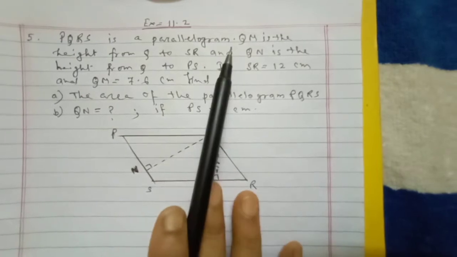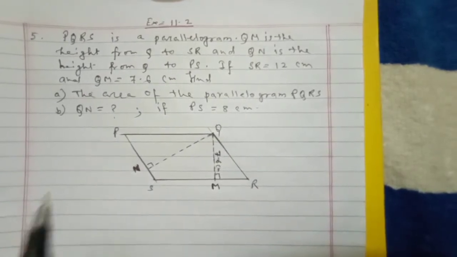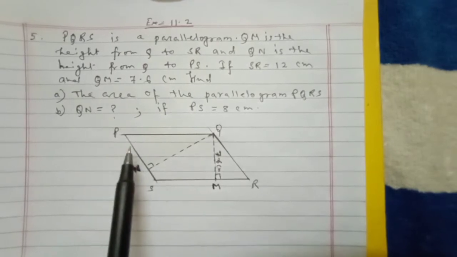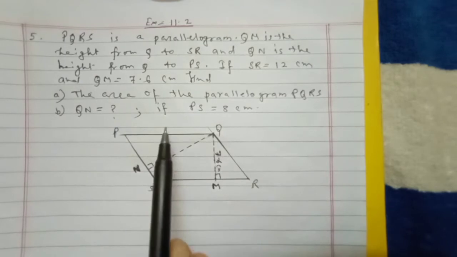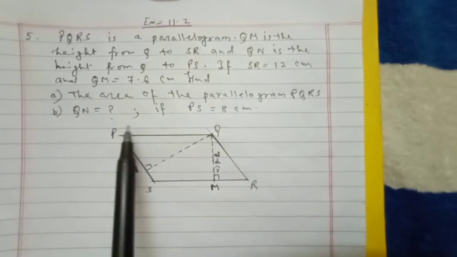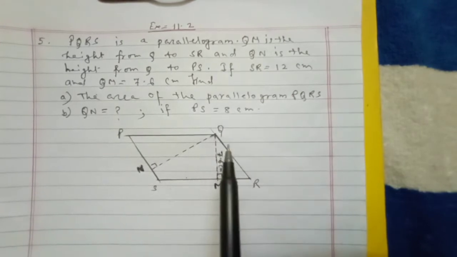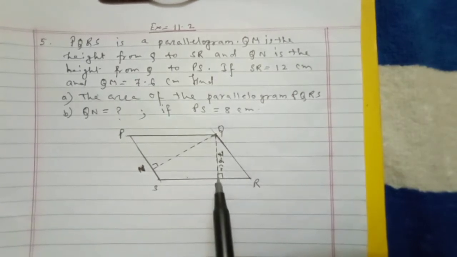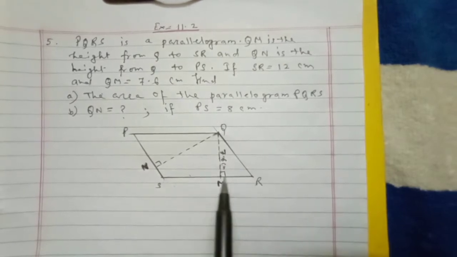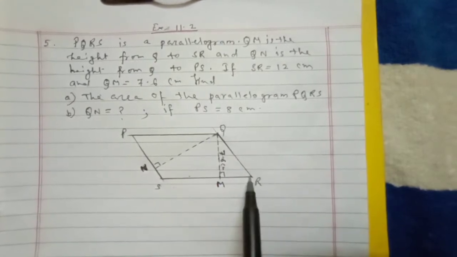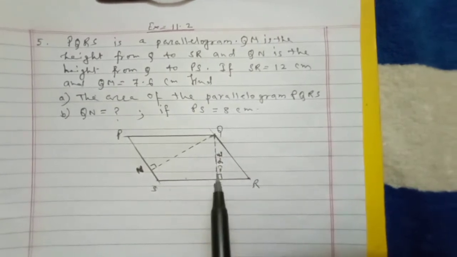PQRS is a parallelogram. The figure is given in your book. In a parallelogram, you know that opposite sides are equal. QM is the height from Q to SR, the corresponding side. The height is given as 7.6.